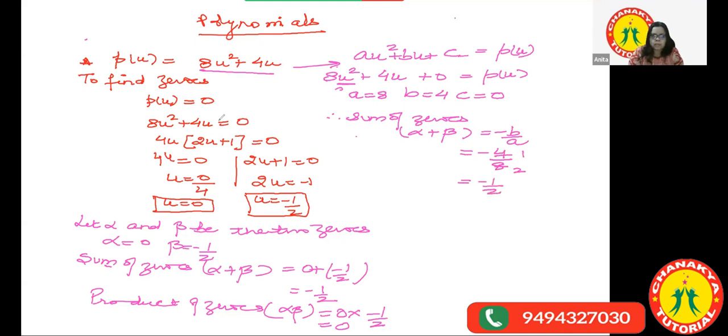Now see here. When you are adding 0 and minus 1 by 2, your sum of the zeros was minus 1 by 2, and here also minus 1 by 2. That means we have established the relationship between the sum of the zeros.